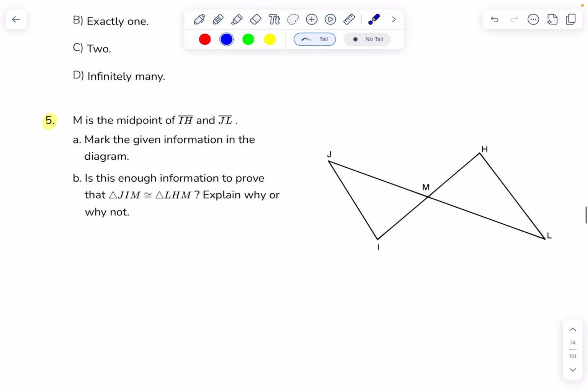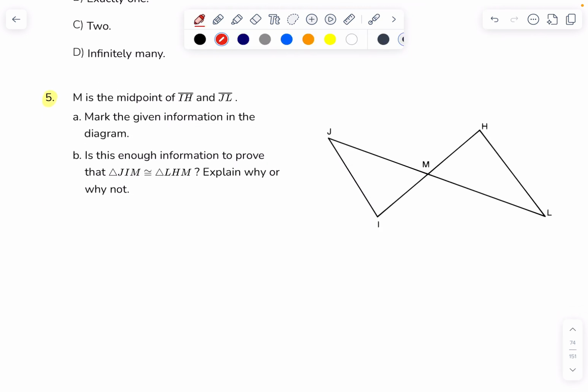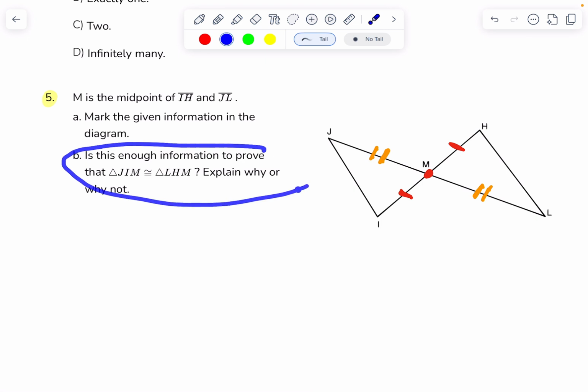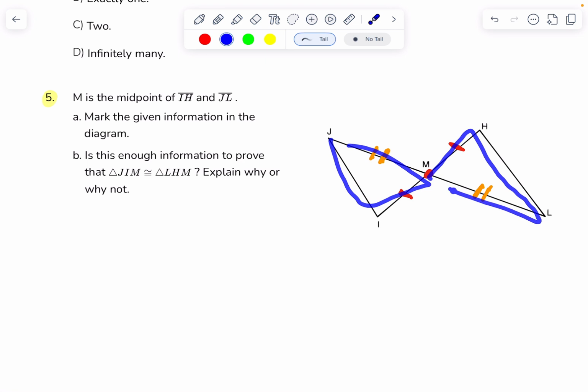All right, number 5. M is the midpoint of IH. What does that mean? That IM is congruent to HM. That was back from Unit 2. Next, they also say that M is the midpoint of JL. So that means that these two lines, JM and LM, are also congruent. That's part A. Part B, is there enough information to prove that these two triangles are congruent?